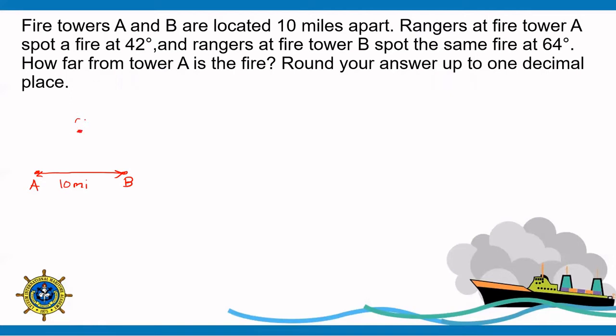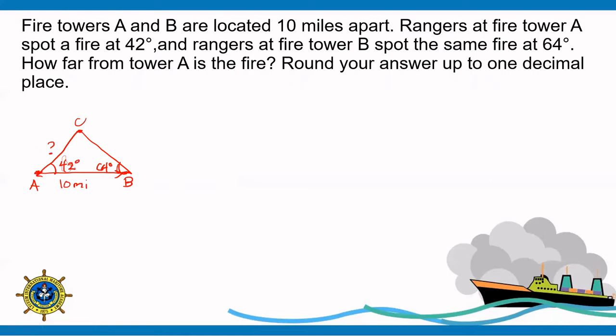So, assuming that point C is where the fire is. So, yung fire doon na na-spot nila, this one is at 42 degrees. And then sa B naman, they spot the same fire at 64 degrees. So yung line of sight from B to C, this one is 64 degrees. So tinatanong sa atin is how far from tower A is the fire? So ito yung fire, ito yung A. So we're looking for this distance.